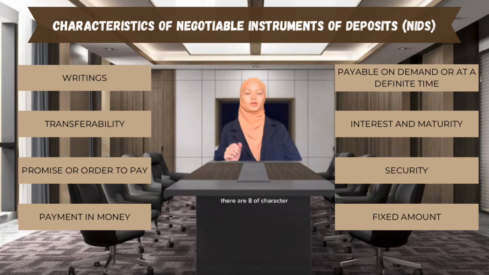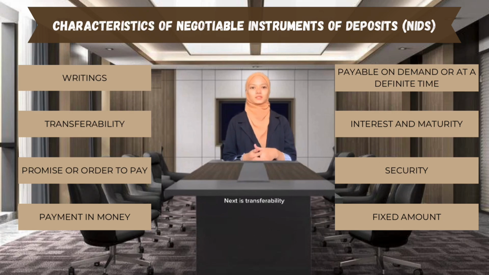Characteristics of negotiable instrument of deposit. There are 8 characteristics. The first one is writing. Negotiable instruments are typically in writing, signed by the maker or drawer, containing an unconditional promise or order to pay a specific sum of money. Next is transferability. One of the crucial features is transferability. The holder of the negotiable instrument can transfer the right to another party through endorsement or delivery.